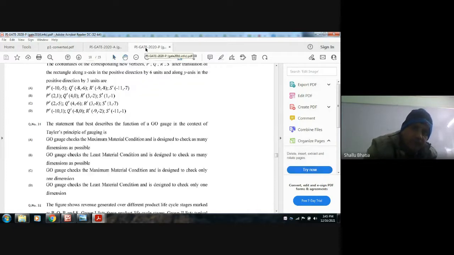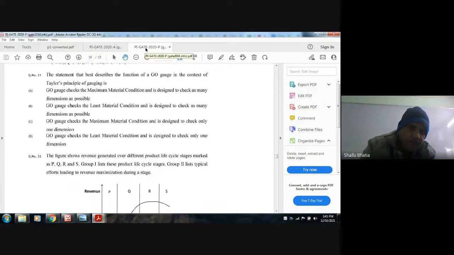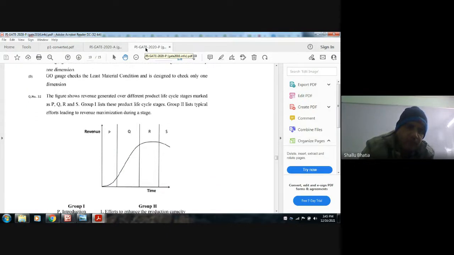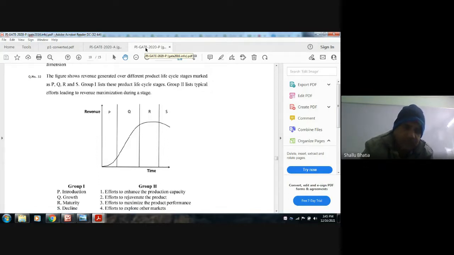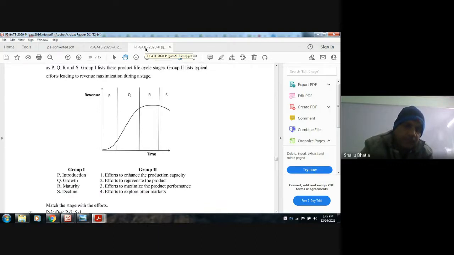Next, in the figure, the revenue generated over a product life cycle is marked as P, Q, R, and S. Group 1 lists these product life cycle stages. Group 2 lists typical effort leading to revenue maximization during the stage. In Group 1, P is introduction, Q is growth, R is maturity, S is decline. In Group 2, 1 is effort to enhance production capacity, 2 is effort to rejuvenate the product, 3 is effort to maximize the product performance, 4 is effort to explore other markets.